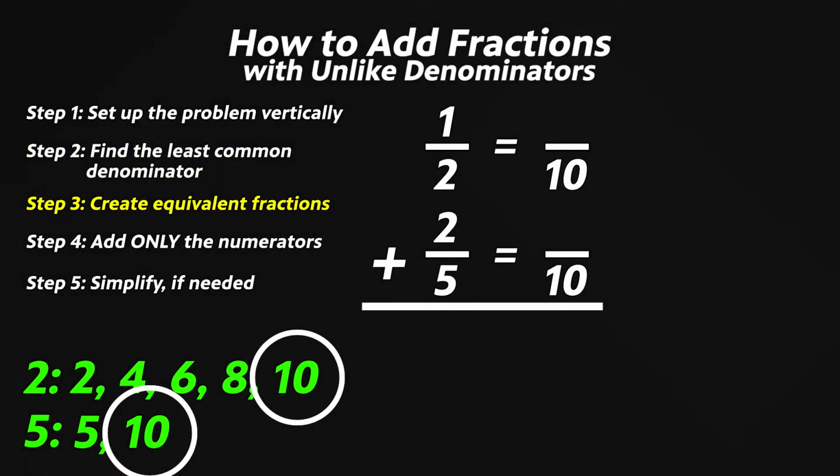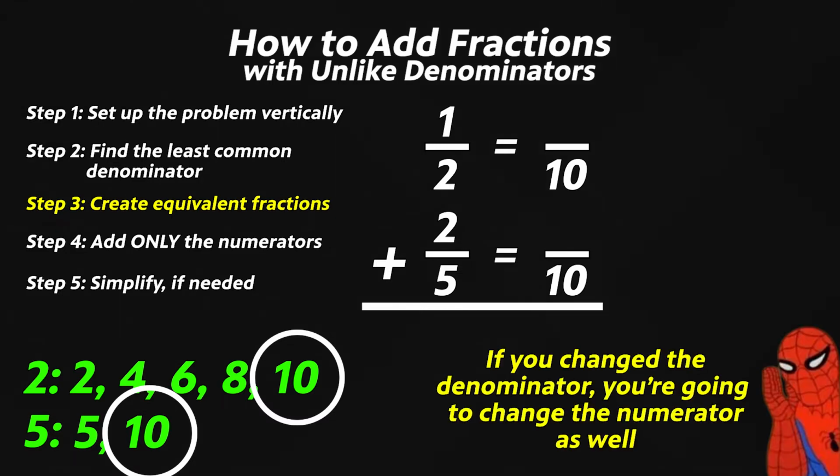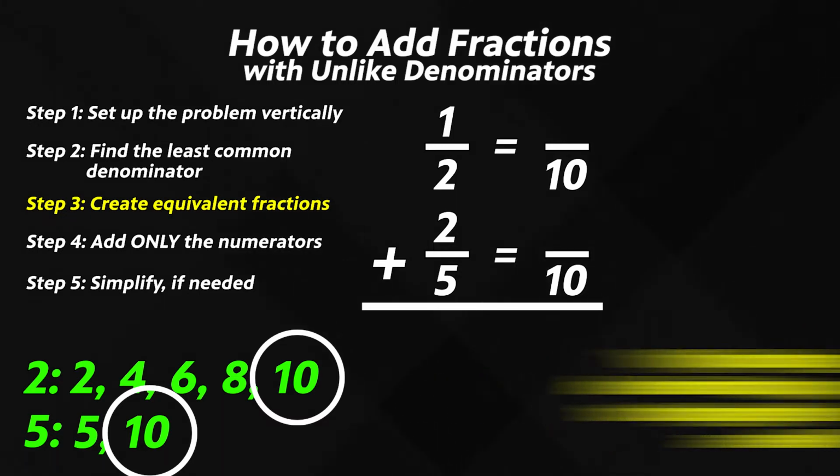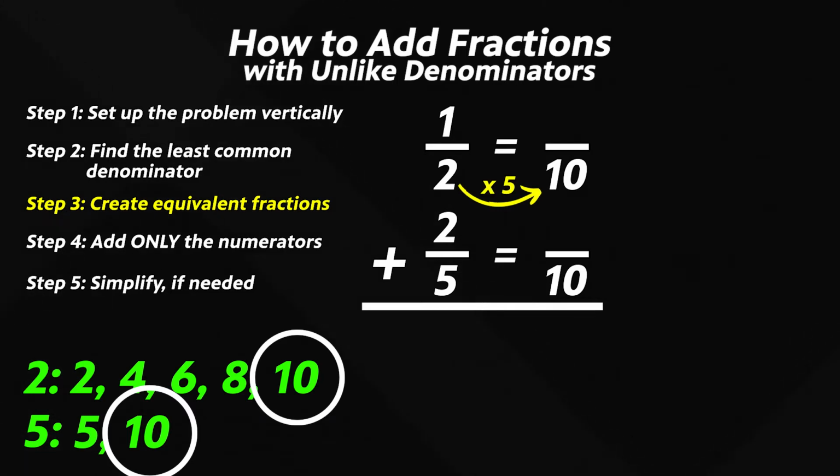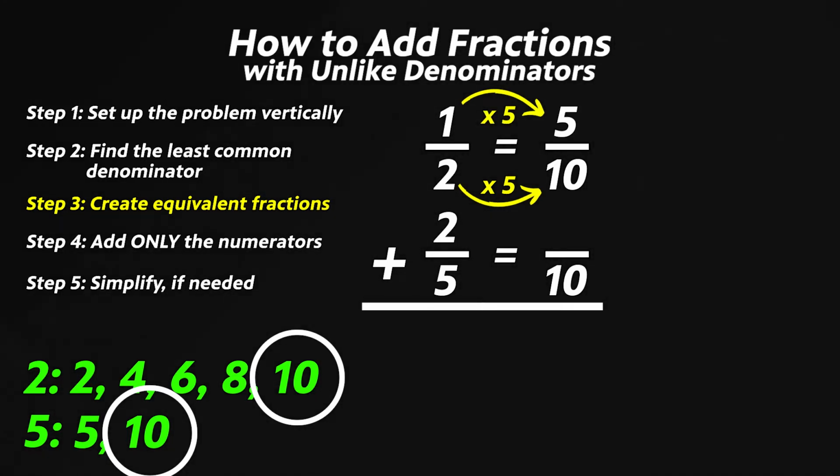The next step is to complete the equivalent fraction. A good rule of thumb is this. If you change the denominator, you're going to change the numerator as well. So let's see. How did we change the denominator for 1/2? Well, to get from 2 to 10, we did times 5. And since I did times 5 on the bottom, I'm going to do times 5 on the top. 1 times 5 is 5, and I now have my equivalent fraction.